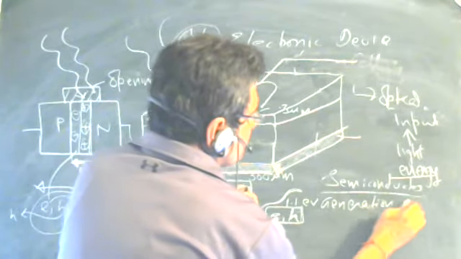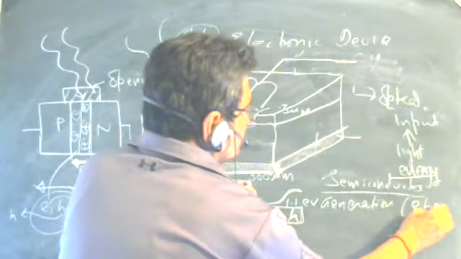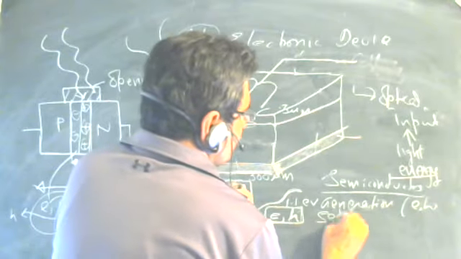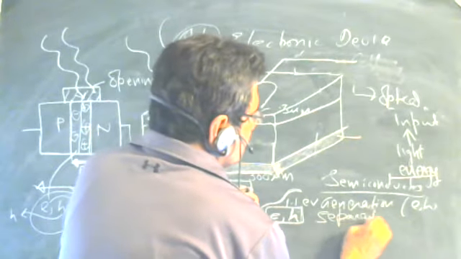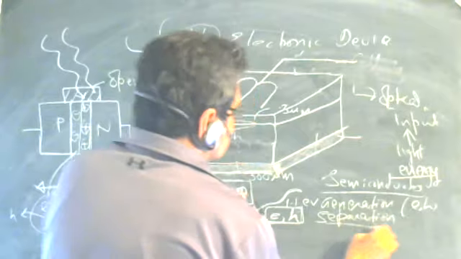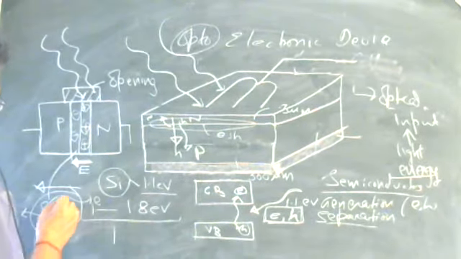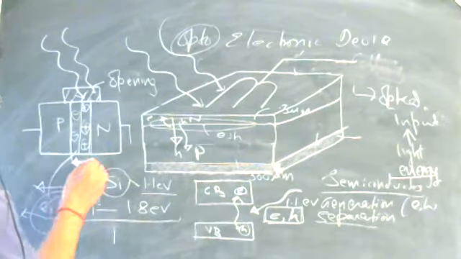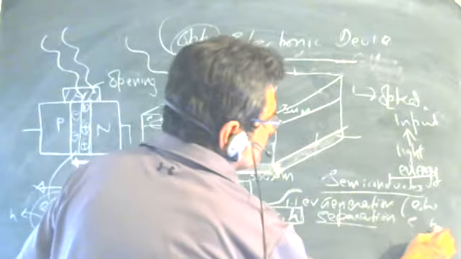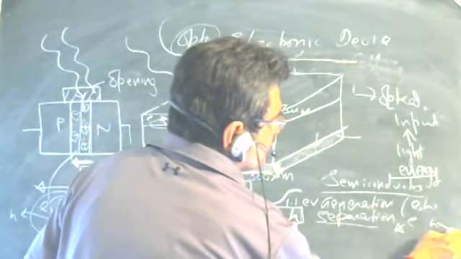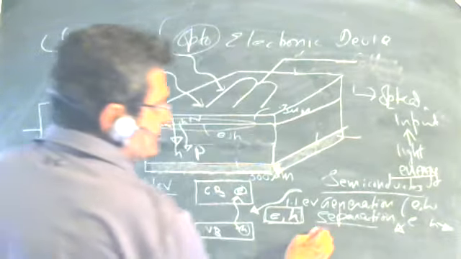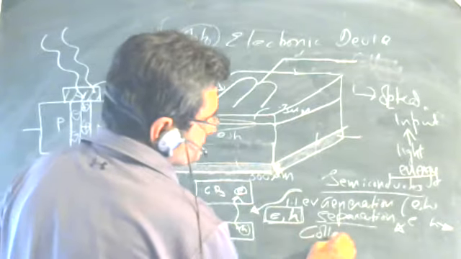Generation we have seen, EH pairs are generated. Then there is separation. This is because of the thin depletion region, high electric field. These EH pairs are not allowed to recombine. This electric field separates them and E and H pairs move in different directions. Then is collection.